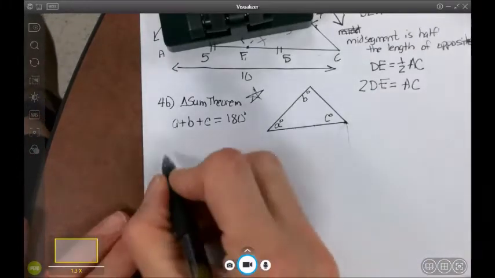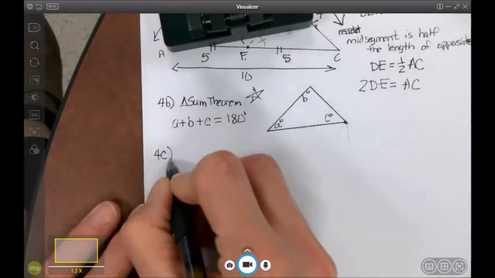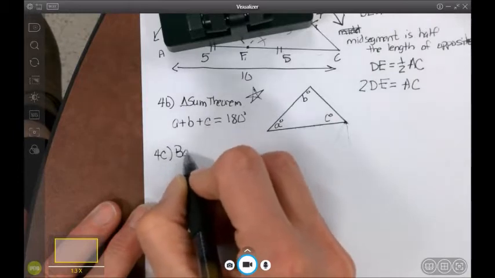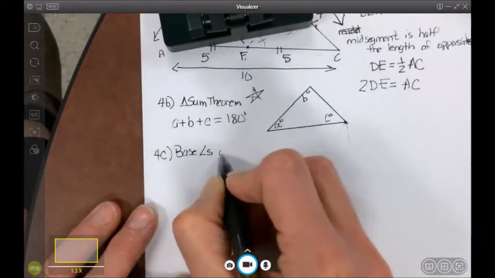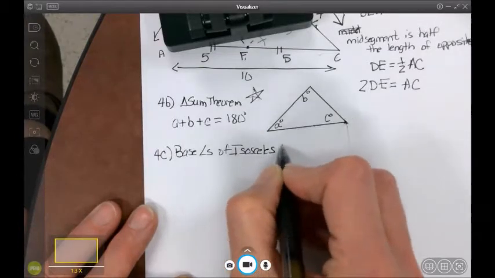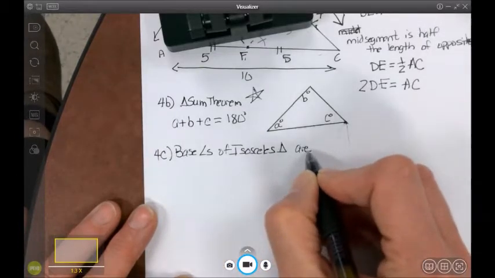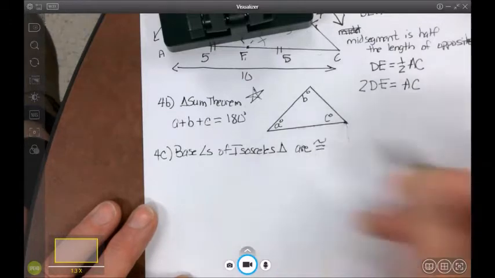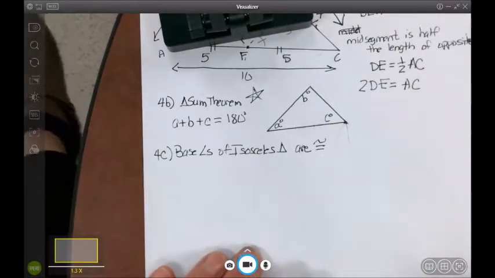All right, 4C is the base angles of an isosceles triangle are congruent. So that's called the isosceles triangle theorem.